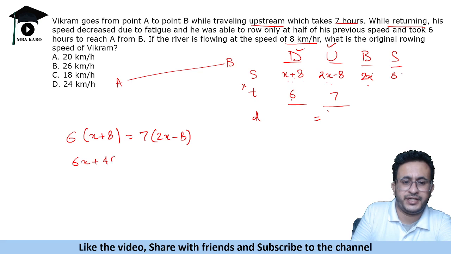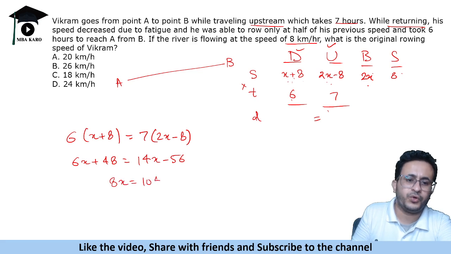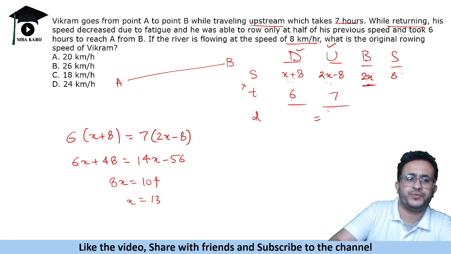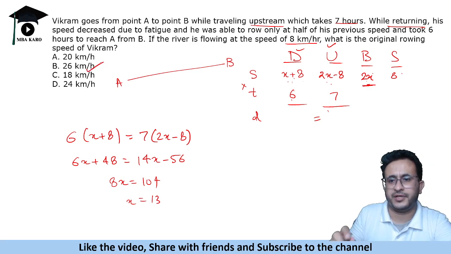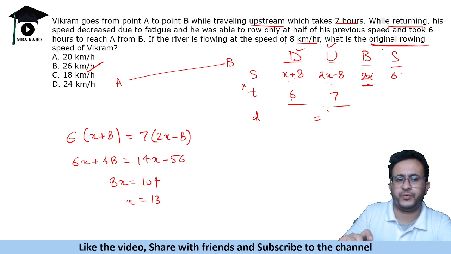So 6x plus 48 is equal to 14x minus 56. So this gives us 8x is equal to 104, or x equal to 13. So if x is equal to 13, his speed is 2x, which is 26 km per hour. It is asking original rowing speed.